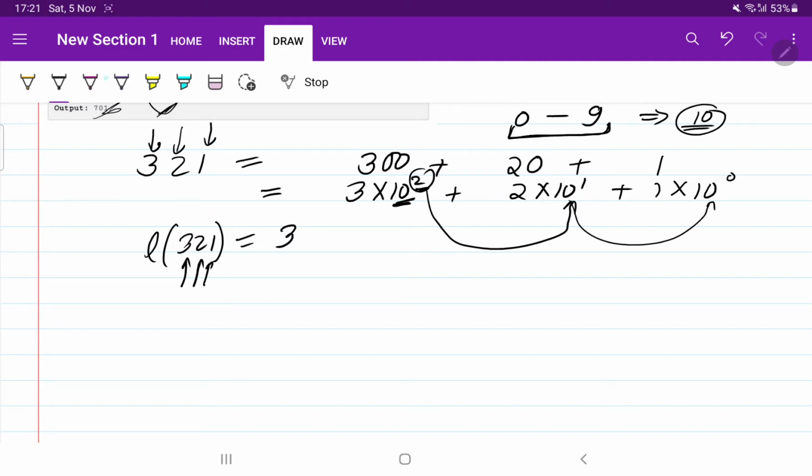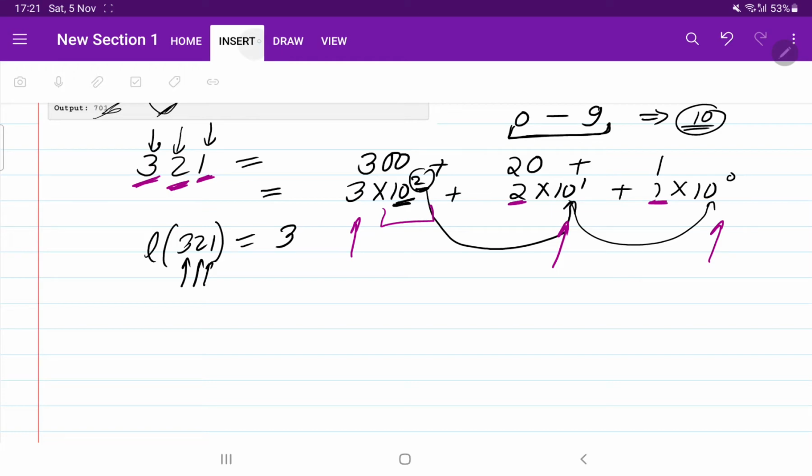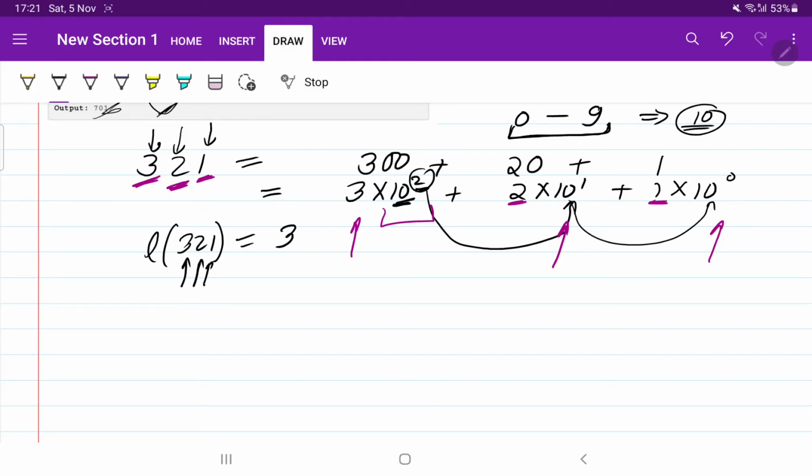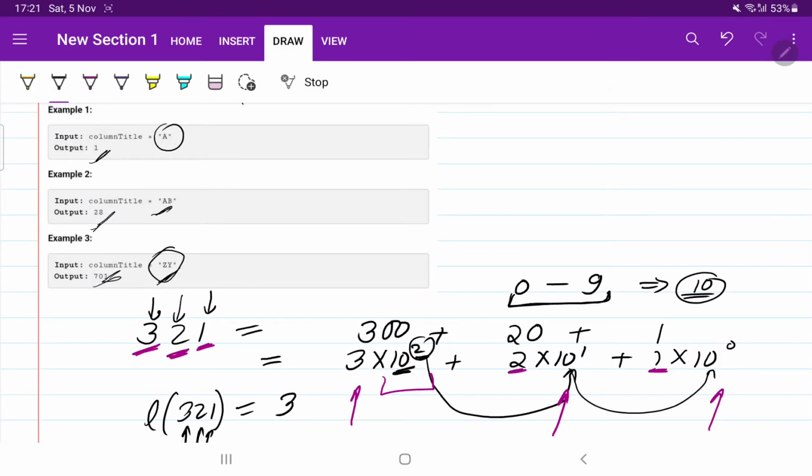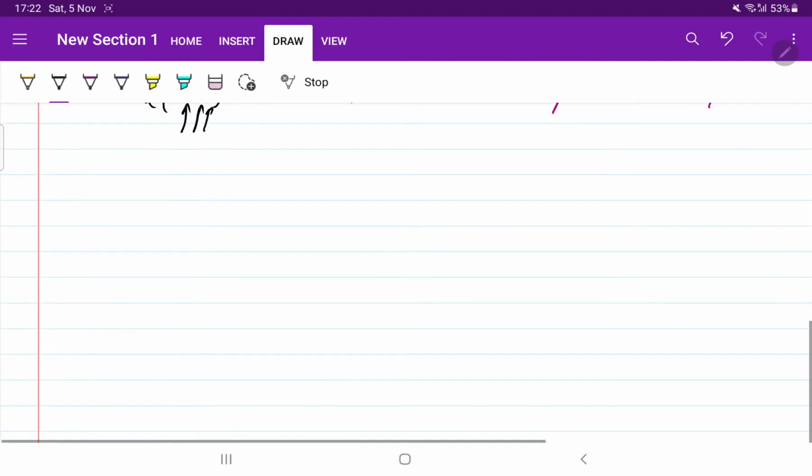Basically, first we selected 3 and multiplied it with 10 to the power 2. Then we came to the second element 2 and multiplied it with 10 to the power 1. Then we came to the third element 1 and multiplied it with 10 to the power 0. The same concept we are going to use in our problem. Now you can pause the video and think about how we are going to approach this. I am going to take the example of AB. You can pause the video and try the solution.